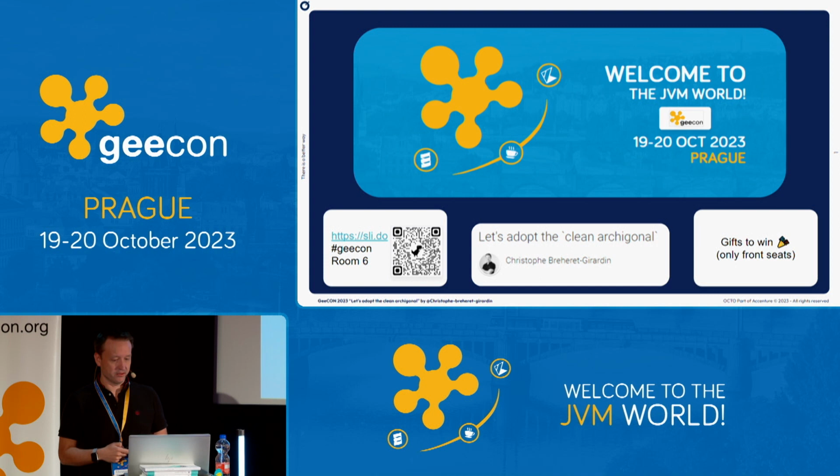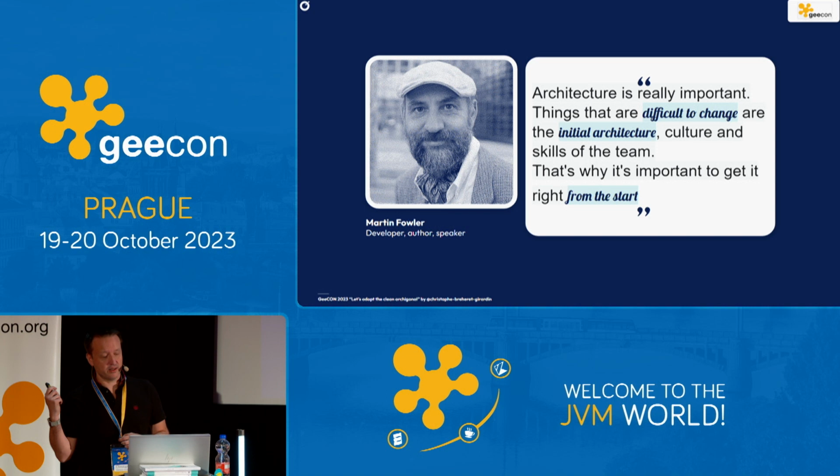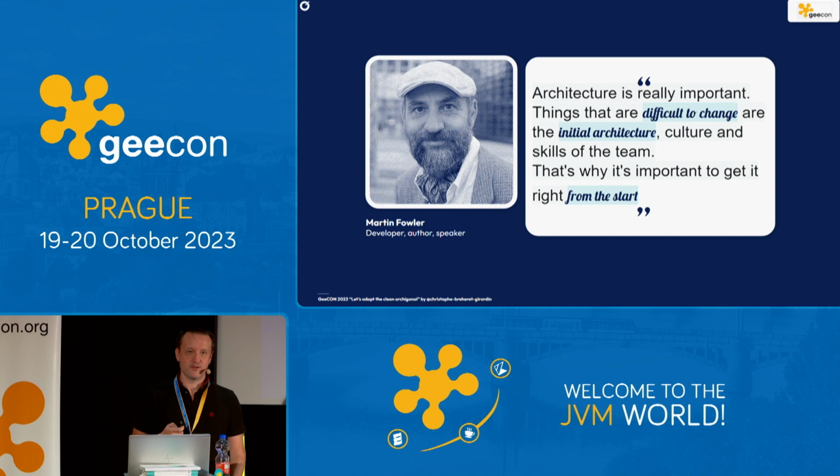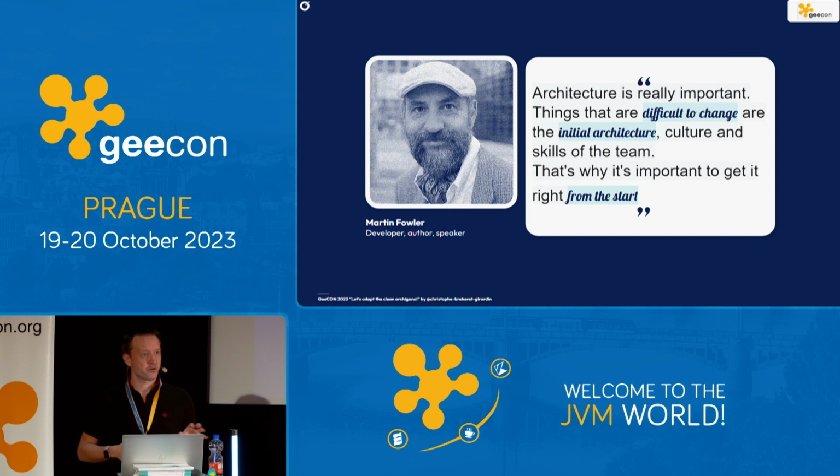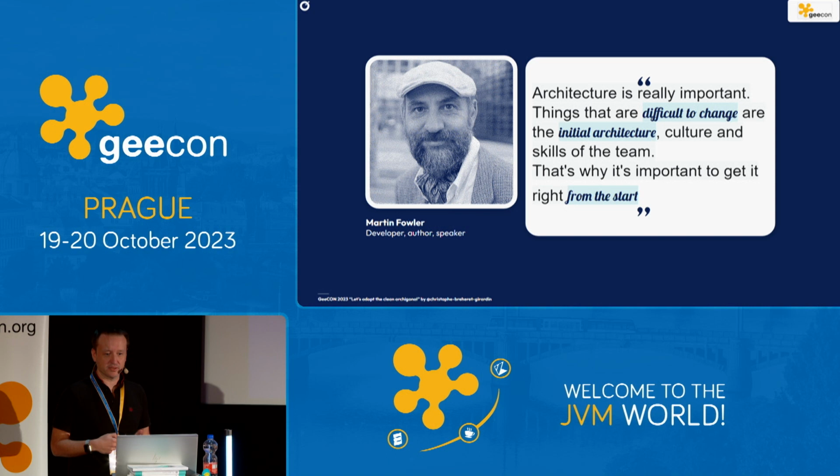Okay, first of all, I want to quote Martin Fowler. Who knows Martin Fowler? Personally? No, not personally. Okay, most of you. He's a co-creator of the Agile Manifesto. So he said, architecture is really important. Things that are difficult to change are the initial architecture, culture, and skill of the team. That's why it's important to get it right from the start.